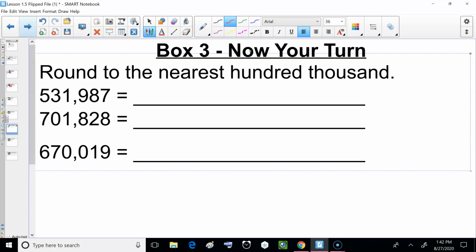Now that you've practiced rounding to the nearest 10,000, here's some more practice with rounding to the nearest 100,000. We have 3 more numbers for you to try to round. Using the strategies and your examples from before can help guide you and help you see if you can come up with the correct answer for these problems. So pause the video right now and give it your best shot.